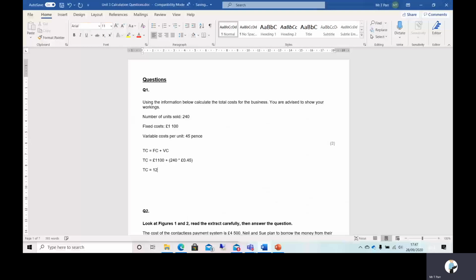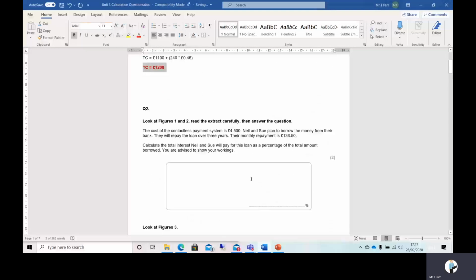£1,208. Okay. Now, in my example here, there's our answer. And it's always important you make your answer very, very clear. For this example, I've just typed it up on the screen, but you will see there will be a dotted line of space for you to put your answer. It's really important you put it there.